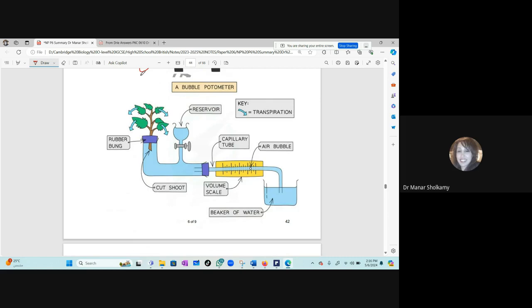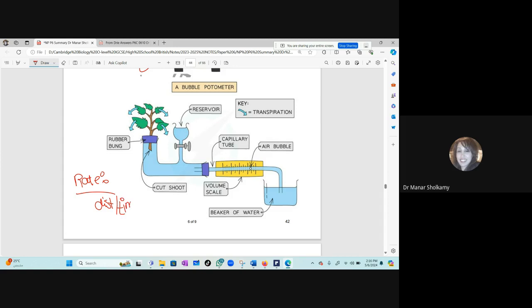Very good. Now this is a bubble photometer. How do I calculate the rate of transpiration? How much the air bubble moved. Very good. The distance the bubble moved over time.